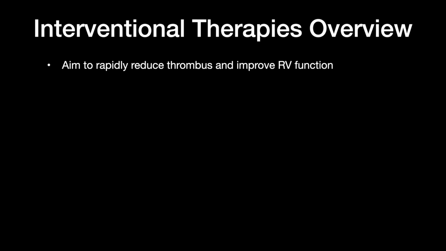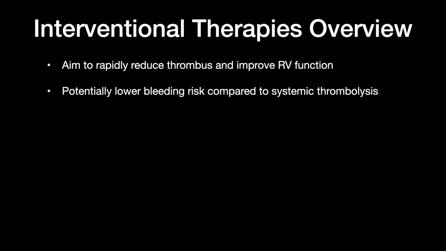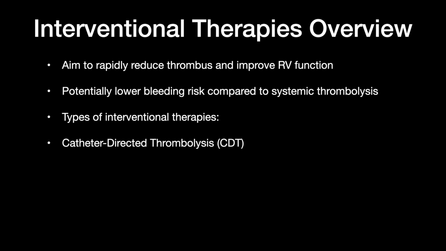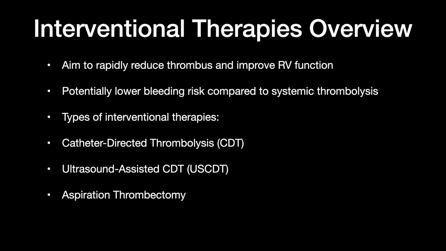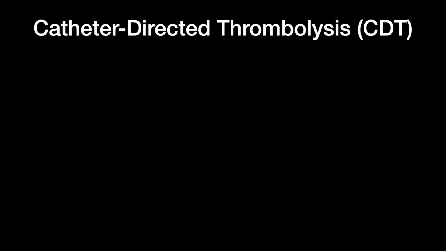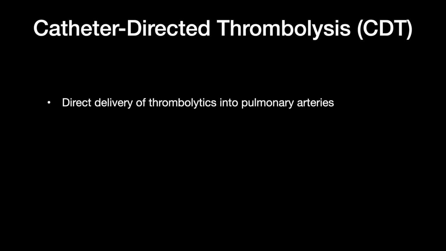The aim is to rapidly reduce the thrombus and improve the right ventricular function. Potentially lowering the bleeding risk compared to systemic thrombolysis makes these interventions more important for us. So the types of interventional therapies that are being done are the catheter-directed thrombolysis, ultrasound assisted catheter-directed thrombolysis, aspiration thrombectomy, and pharmacomechanical catheter-directed thrombolysis.